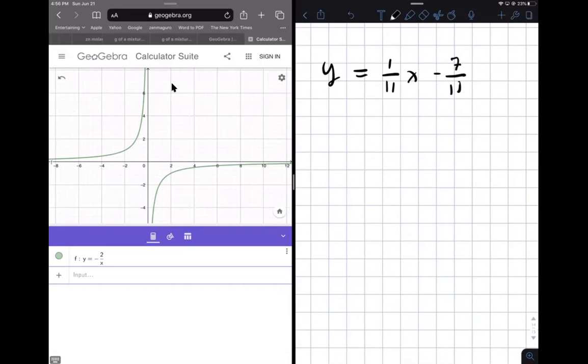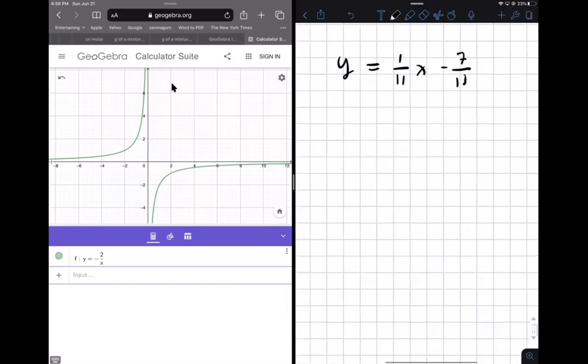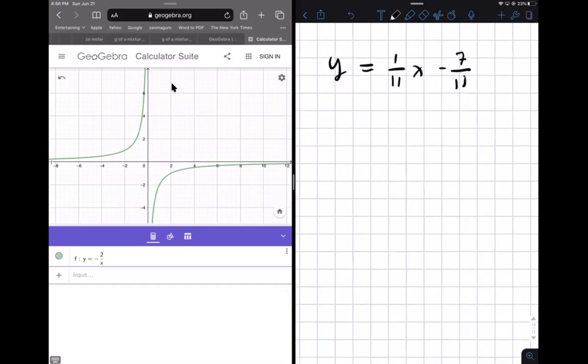X over 11 minus 7 11ths. Yeah, what's the question? Oh, it's not 1 11th x. It's x over 11. X over 11 is the same exact thing as 1 over 11th times x. Oh, okay. Sorry. No problem. I just wrote it like this so it's easier. You can see the slope. Okay.